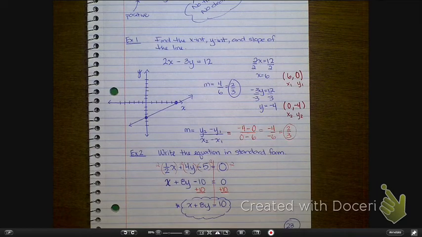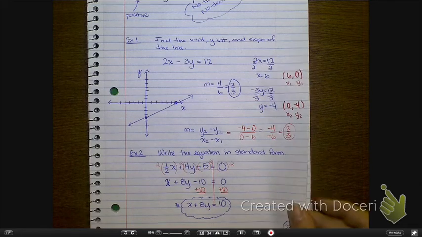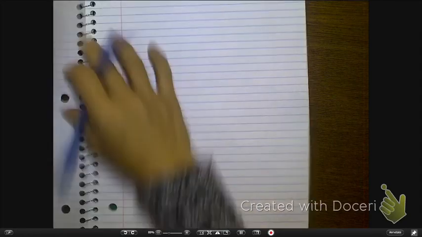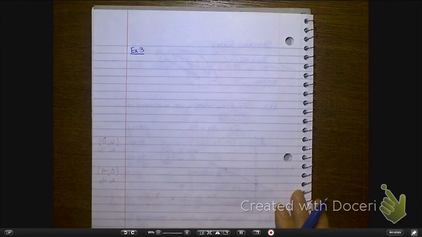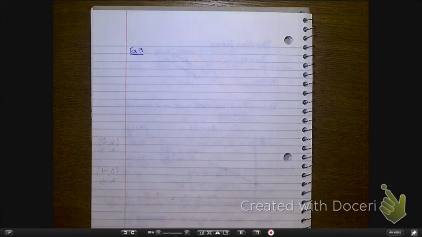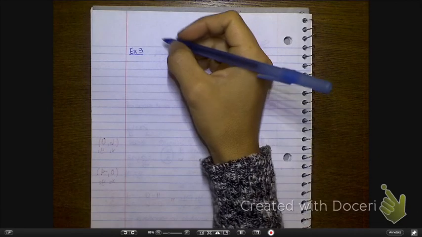Okay. We're going to do one more example of this. I need to turn my page. Are you guys ready for me to turn my page, or are you still writing? Ready? All right. So if you're ready, go ahead and flip your page and find a spot for example 3. All right. Okay, so here's example 3.